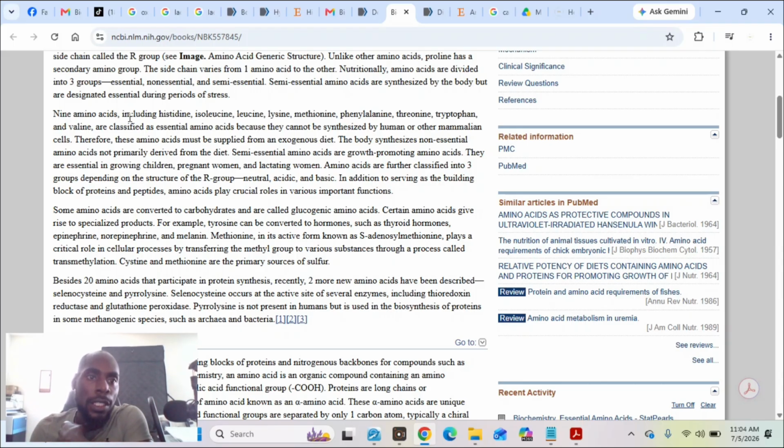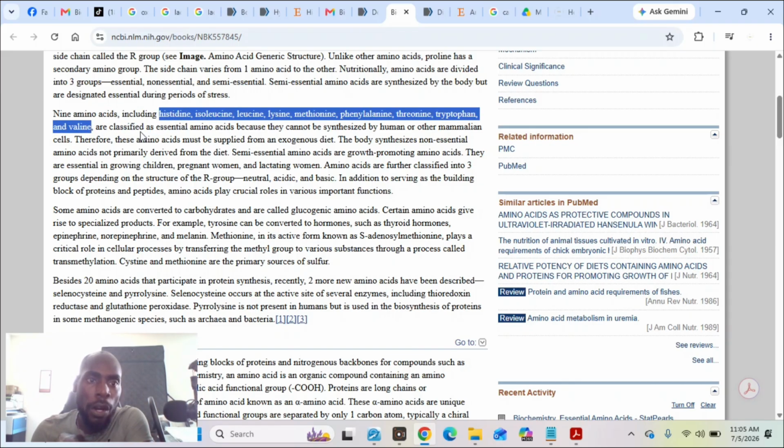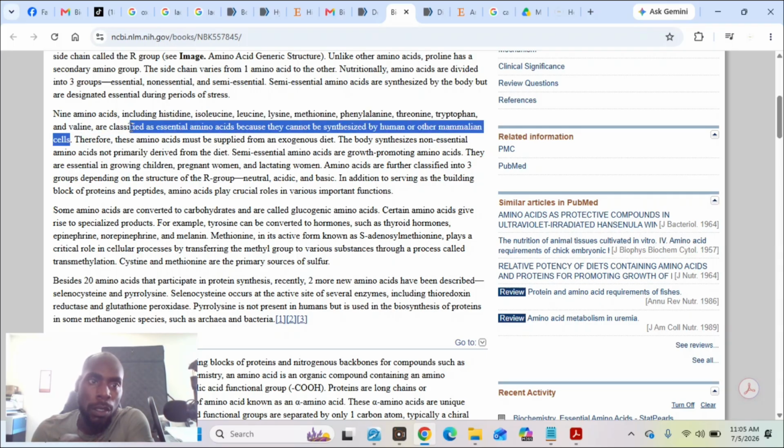The 9 amino acids include these amino acids here, and are classified as essential because they cannot be synthesized by humans or other mammalian cells. I'm going to read this again. They are classified as essential amino acids because they cannot be synthesized by human or other mammalian cells.